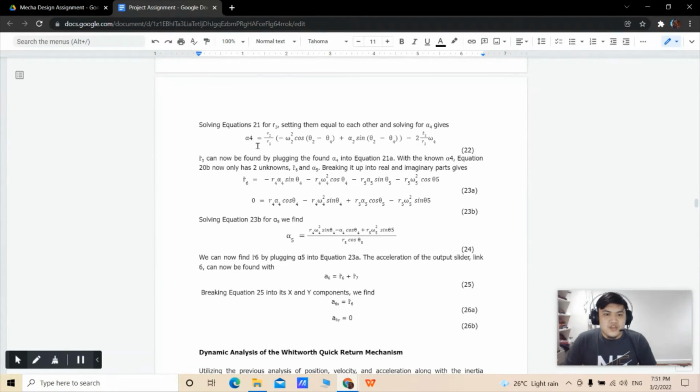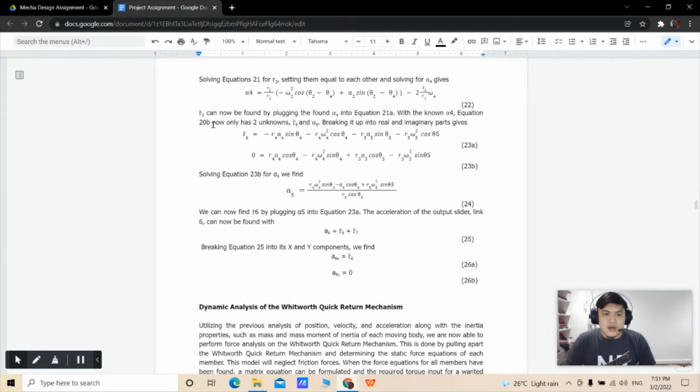Solving equations 21 for R3 and setting them equal to each other and solving for alpha 4 will give us equation 22 here. R double prime 3 can now be found by plugging the found value of alpha 4 into equation 21a. With the known alpha 4, equation 20b now will only have two unknowns, R double prime 6 and alpha 5. Breaking up into real and imaginary parts will give us equations 23a and 23b here.